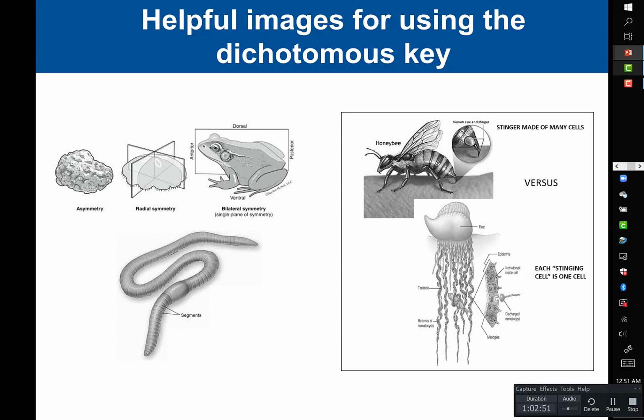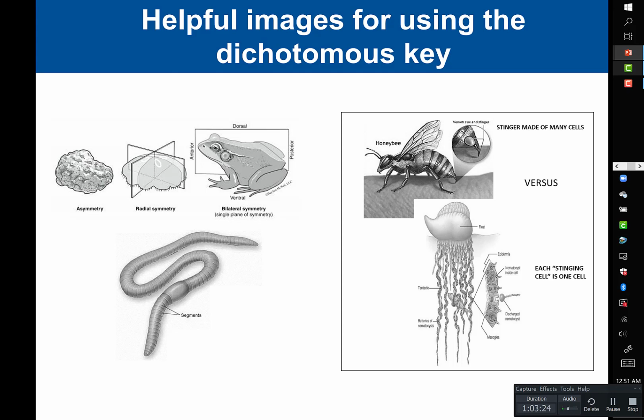Asymmetry means without symmetry. When we talk about worms, some worms are going to be segmented. What that means is that they have these repeating segments. It almost looks like there are bands, and that's essentially what they are. Those segments are actually repeating subunits that contain a particular organ, for example. So some worms are going to be segmented. Other worms are what we call unsegmented. They don't have those repeating subunits.